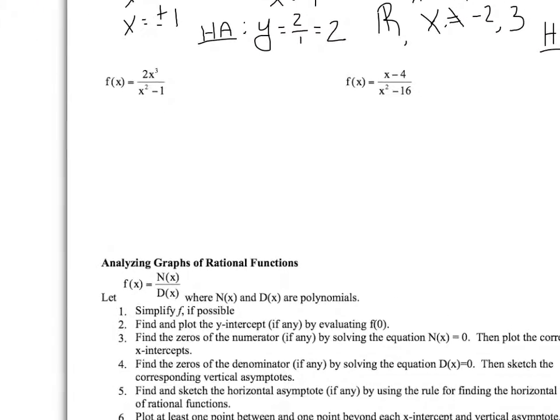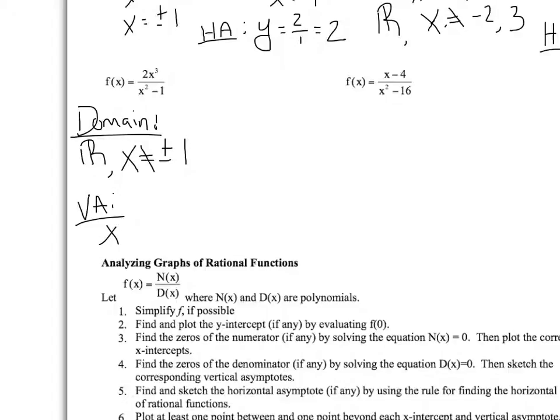I'll try to go a little quicker through these next two. I can see on this next one that I can find the domain. The domain is going to be the same as it was in the problem on your previous page, because it's the same denominator. So my domain is all real numbers, however, x is not allowed to equal plus or minus 1. My vertical asymptote is going to be the same as well as it was on the previous page. Because I have nothing to cross off, my vertical asymptotes are just x equals 1 and x equals negative 1.